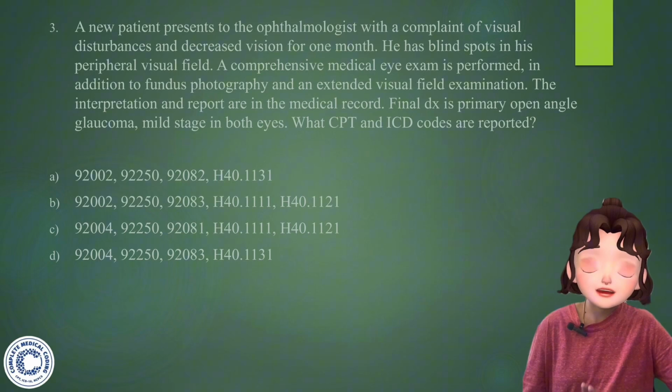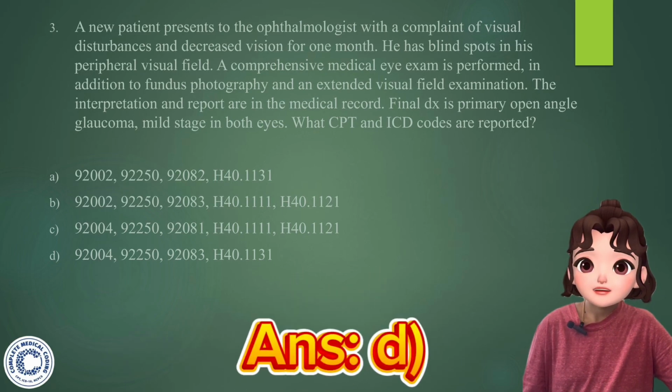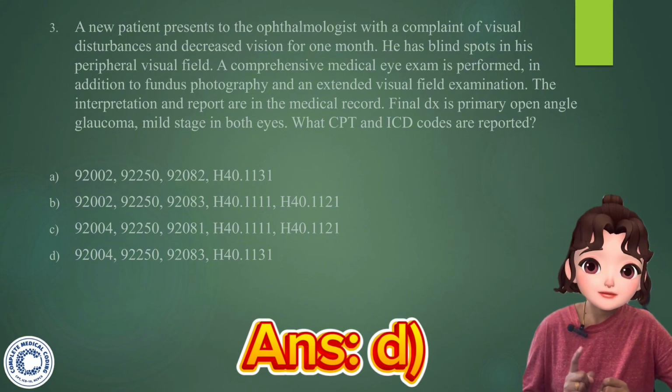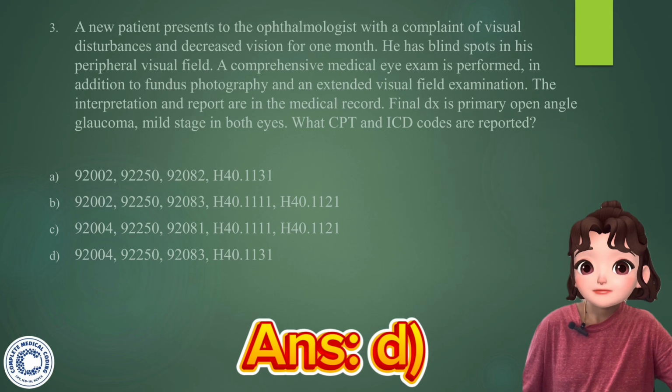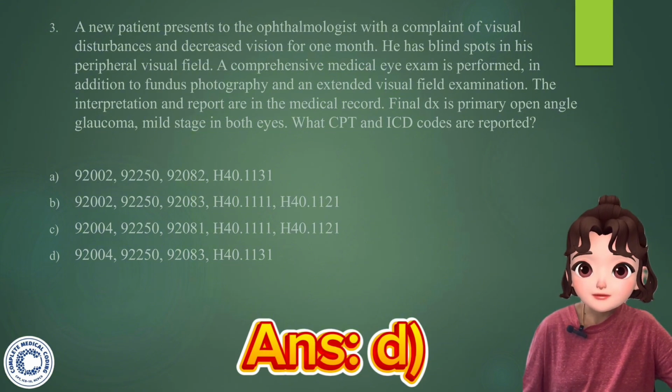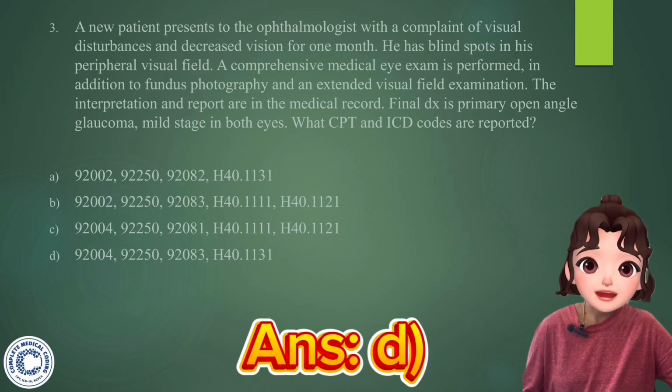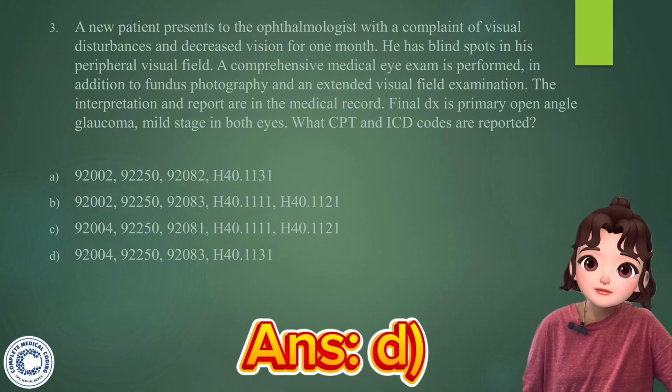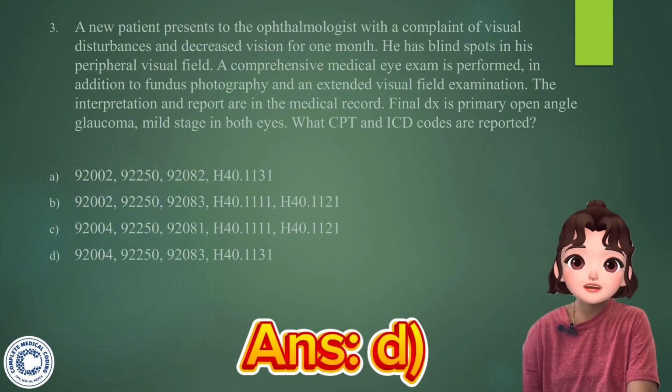So here also our correct answer is option D: 92004 for the first procedure, comprehensive medical examination, 92250 for fundus photography, and 92083 for the extended visual field examination, along with the diagnosis of bilateral primary open angle glaucoma, mild stage, that is H40.1131. Okay, so option D.